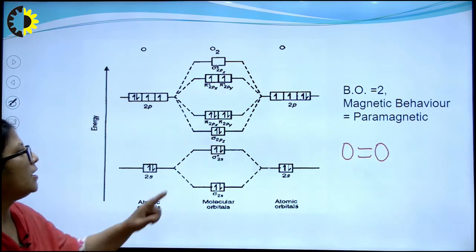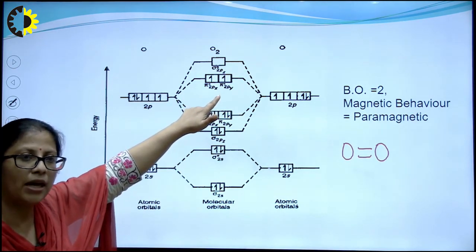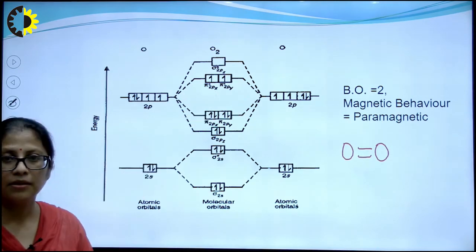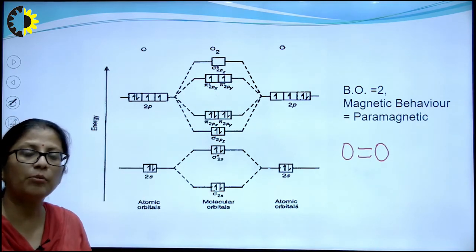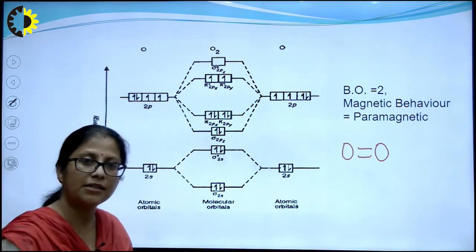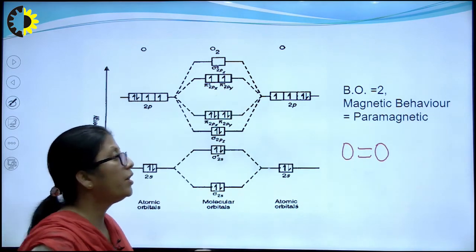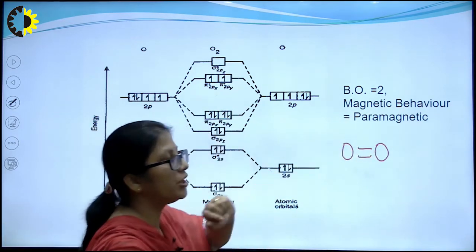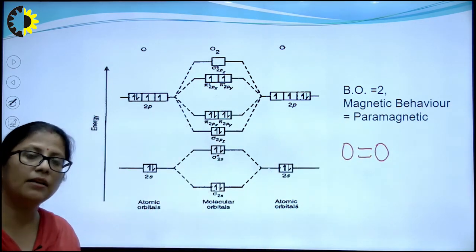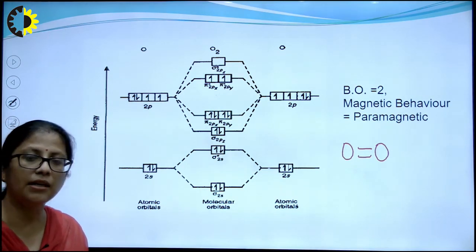And since the outermost orbitals, which are the pi star 2px and pi star 2py, are singly occupied because they are of the same energy, and pairing will not take place till the same energy orbitals are singly filled. Since they contain unpaired electrons, the magnetic behavior of oxygen is paramagnetic in nature. So, the oxygen molecule is paramagnetic in nature.